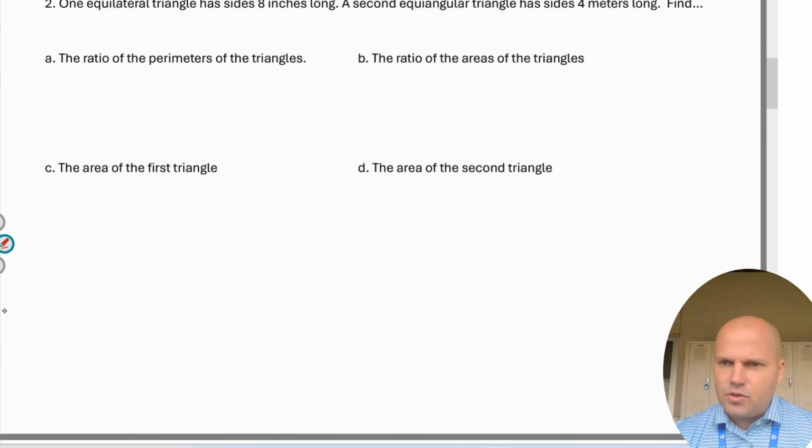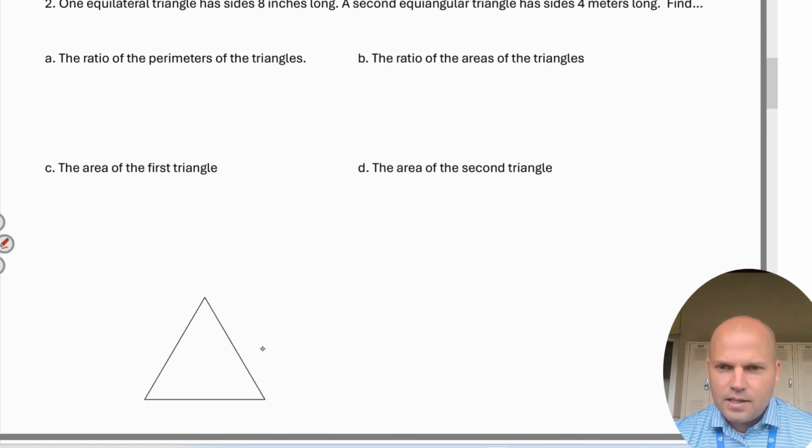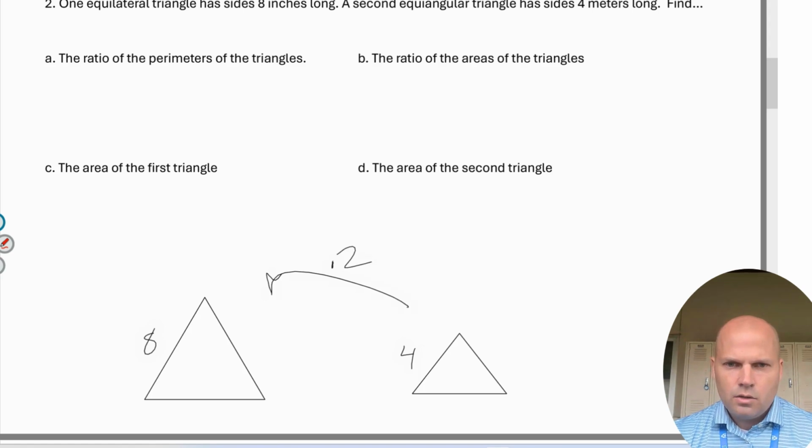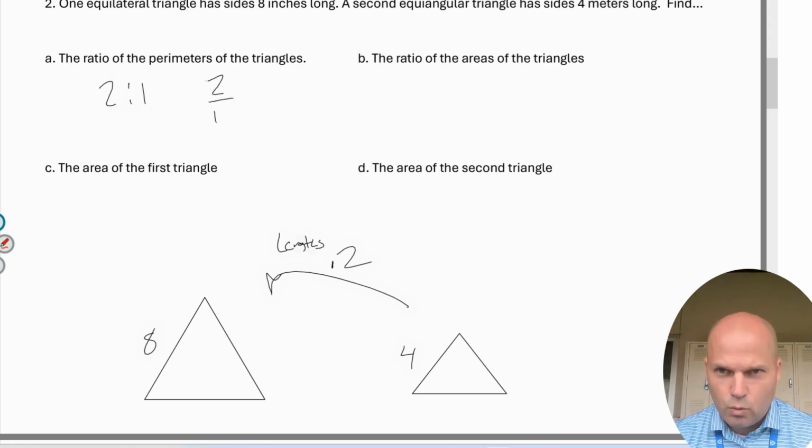Okay, we have two triangles. We have an equilateral that is 8 centimeters big on each side, and then we have an equilateral that is 4 centimeters big on each side. What is the ratio? Well, like you double the smaller one to get the bigger one. So the lengths will be doubled. You could say it's 2 to 1. You could say it's just times 2.